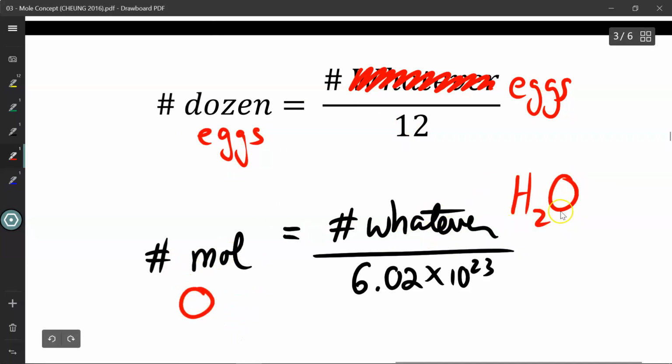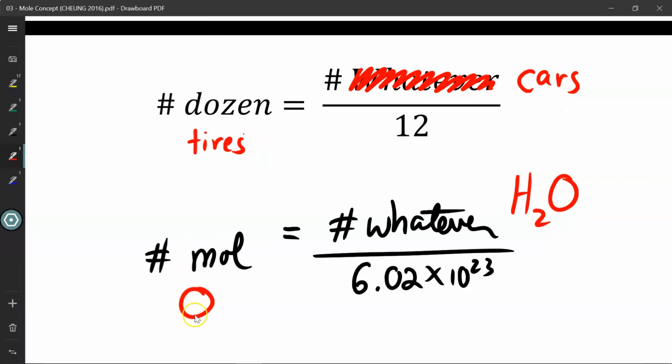You can't be counting waters and say mole of oxygen. That would be like counting cars and then saying dozens of tires. Yes, the tires are part of the car, but you're counting cars, not tires. So the oxygen is part of the water, but we're counting water, not oxygen.